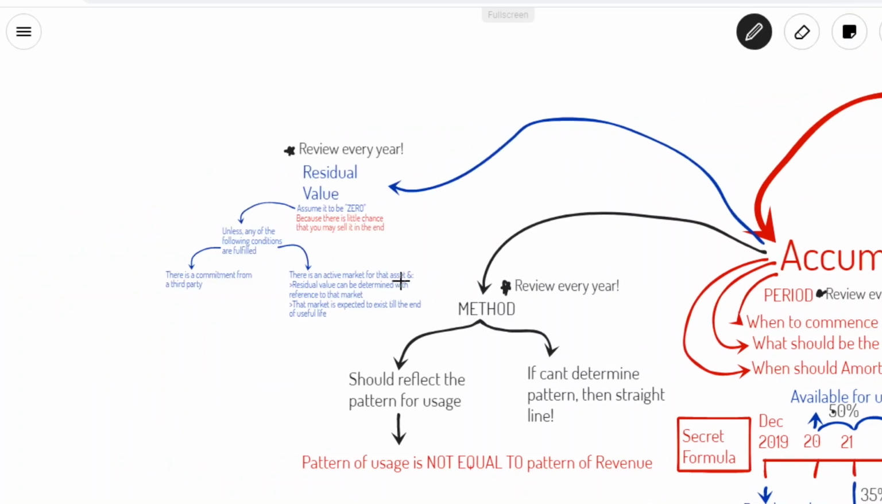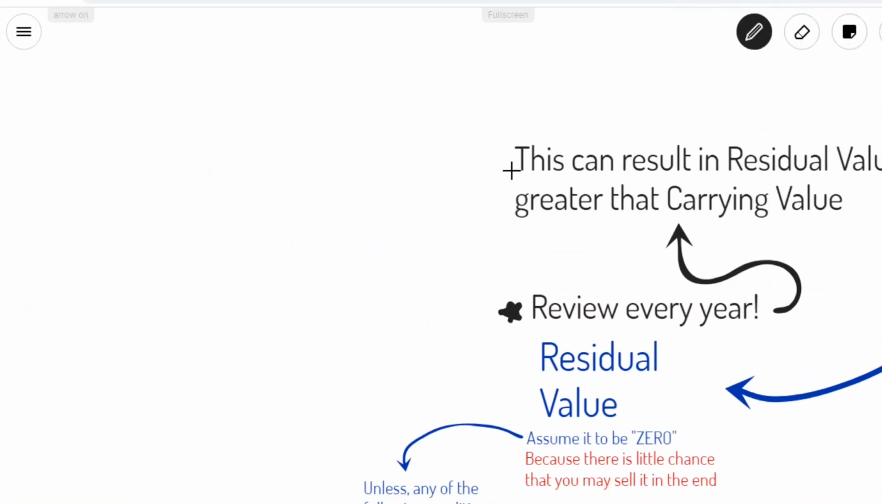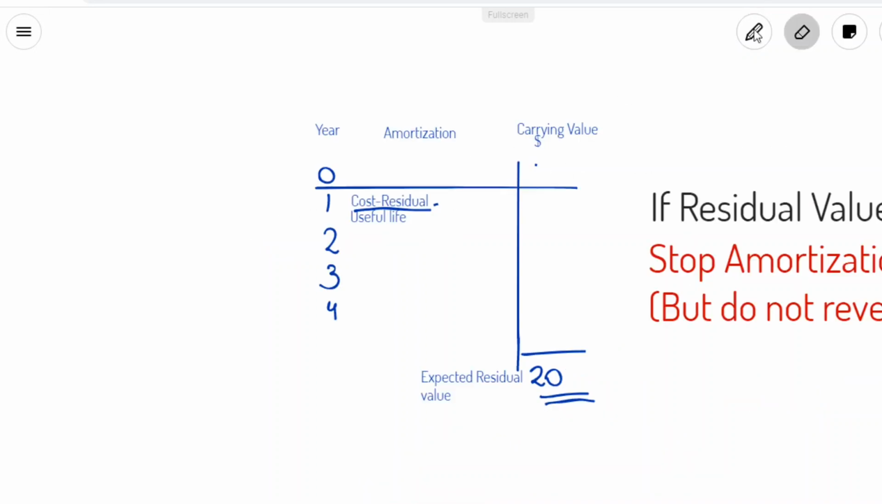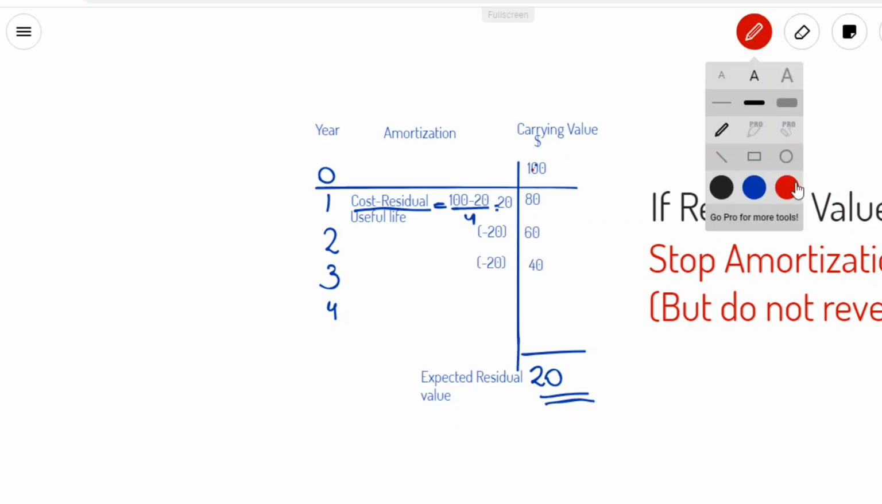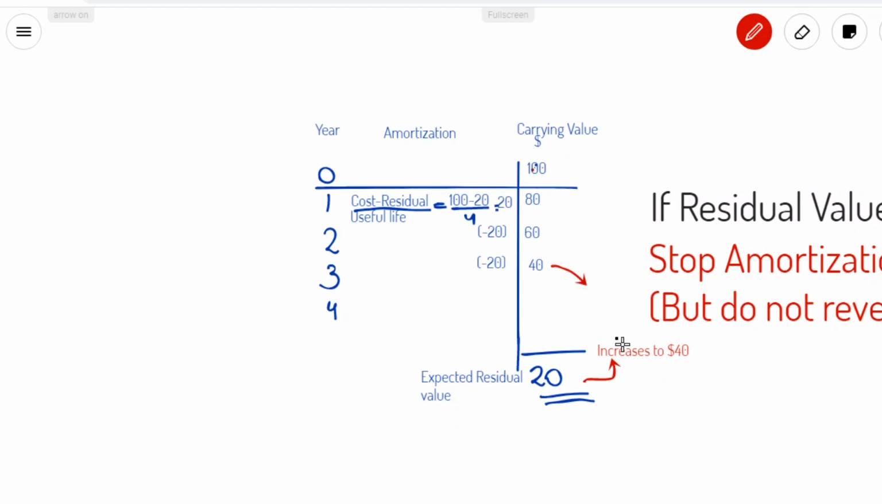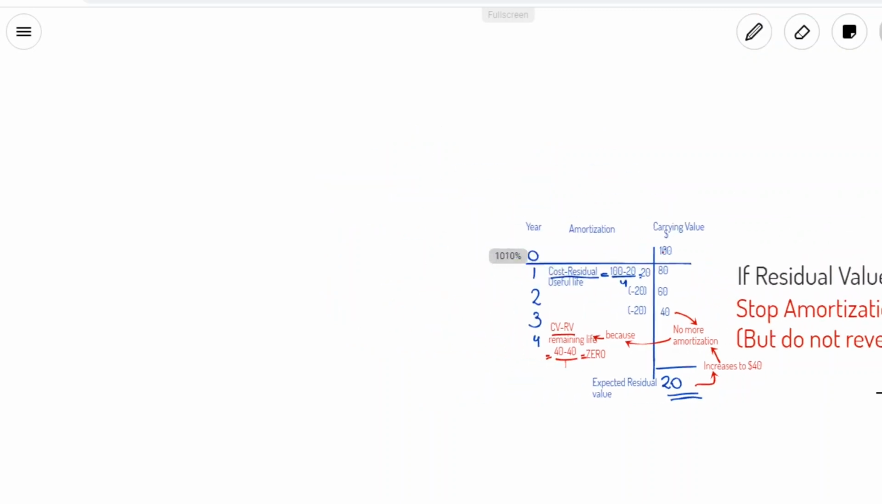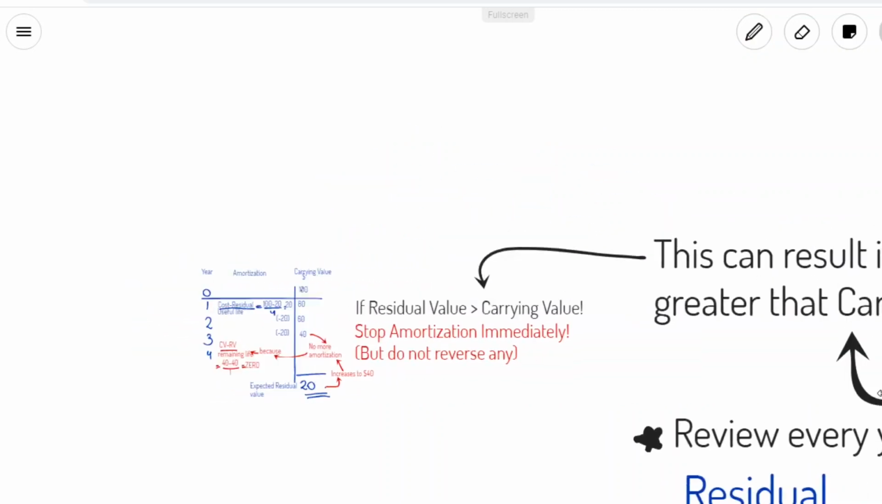And because of the interesting peculiarity that the residual value is actually based on the market, it could possibly be true that the residual value might go above the carrying value. Which means if an asset has been purchased for $100 and it has been used for 3 years and it has been depreciated to $40, its residual value may jump up to $50. And if that is the case, the entity should immediately stop amortizing that asset until the asset is eventually derecognized or the residual value goes down again, because we are reviewing the residual value every year and that might go up and down based on the market.